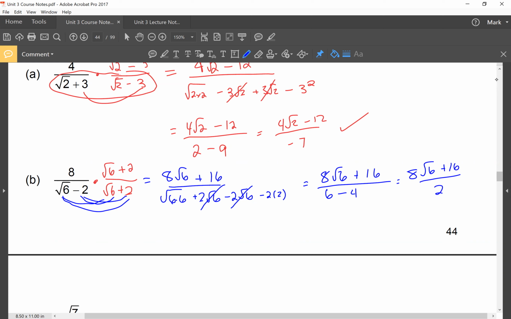Now, actually, this is good, but you can still reduce this one more time, because now we can divide everything by 2 and get a nice and simple little answer. All right, cool. Let me just check the chat here.